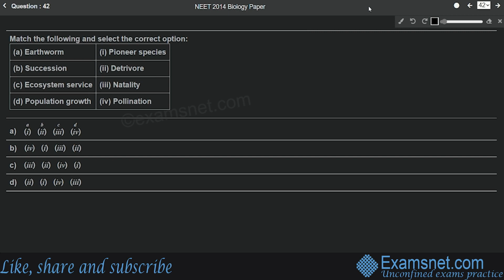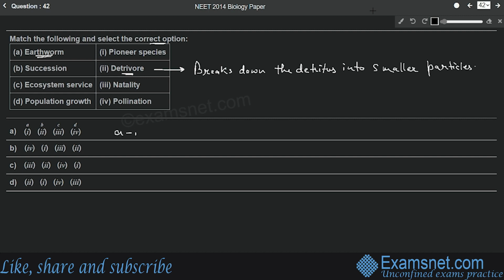Question number 42 is from the chapter Ecosystem, and the question is, match the following and select the correct option. Okay, so the first one is earthworm. Now we know that earthworm is a detritivore. That means it breaks down the detritus into smaller particles. So the correct match for A will be number 2.